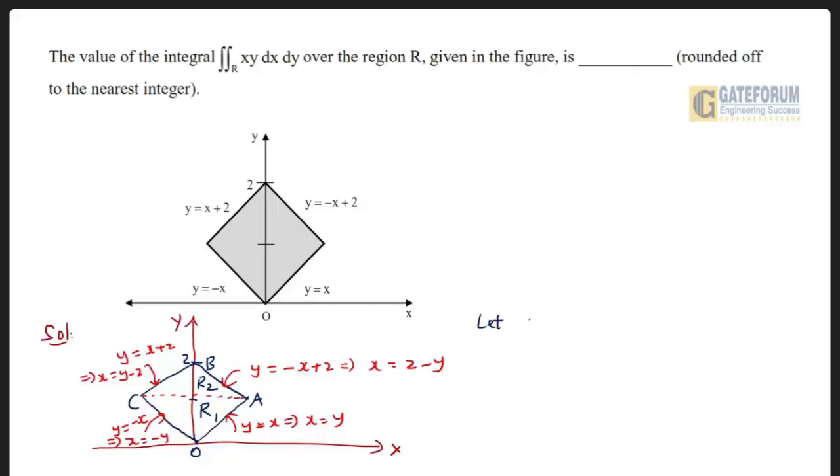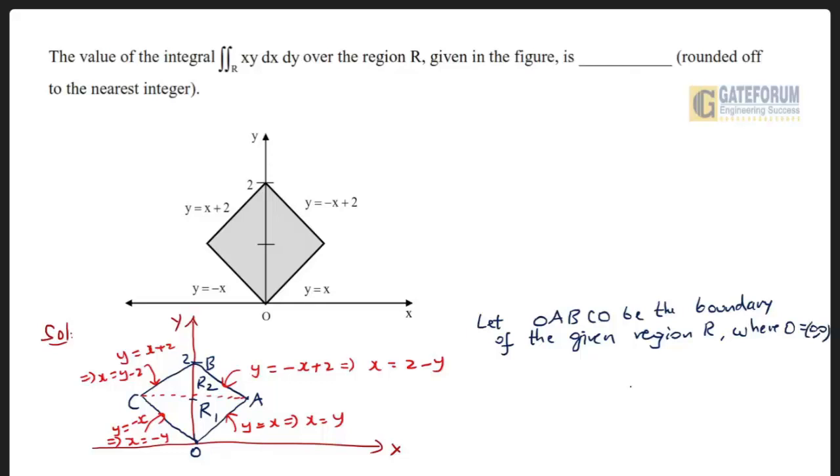Let O, A, B, C, O be the boundary of the given region R, where O is equal to (0, 0).